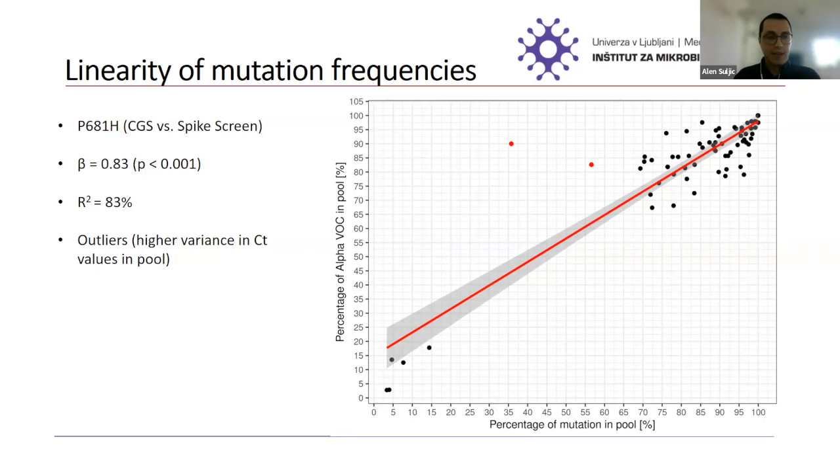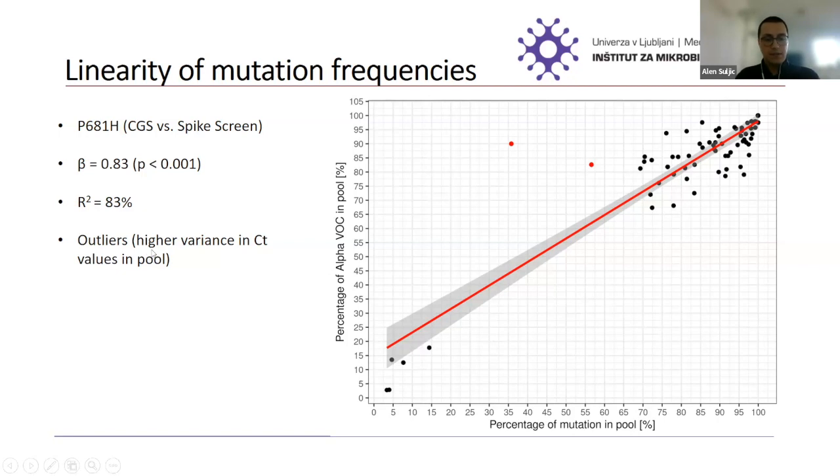If we look at the adjusted R-squared metric, that shows 83%, which indicates that the mutation frequencies explain 83% of the variation in the percentage of the variant in the pool. So that indicates that very few additional factors influence these dynamics.